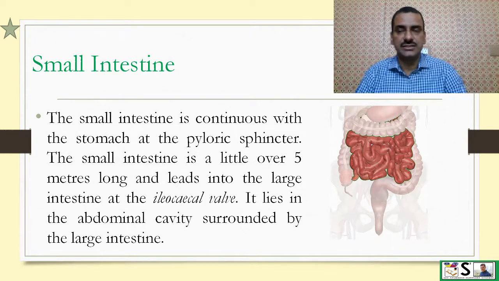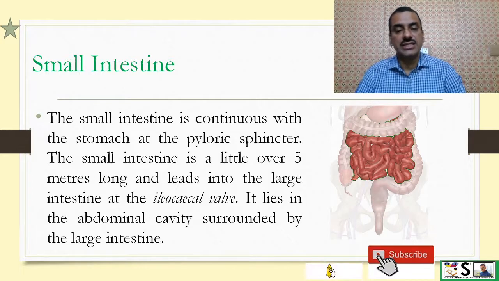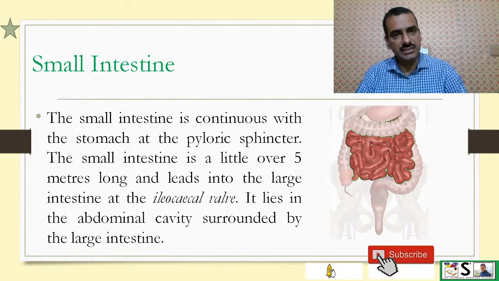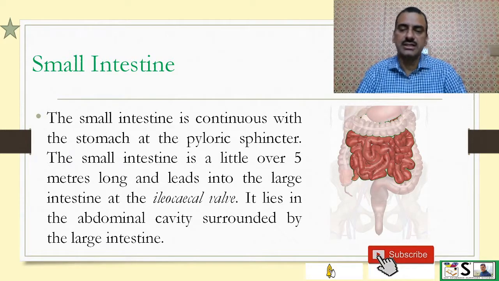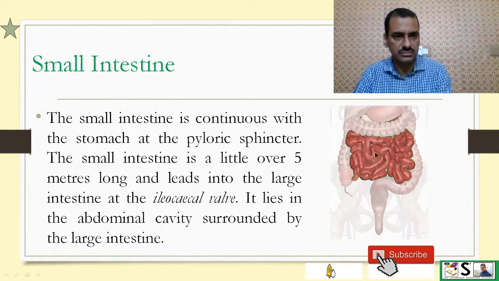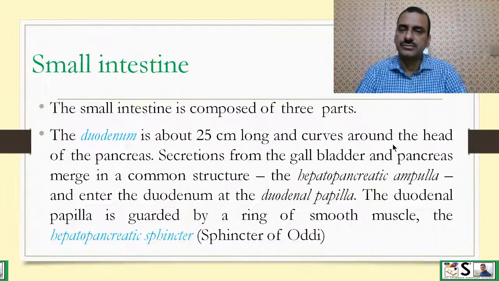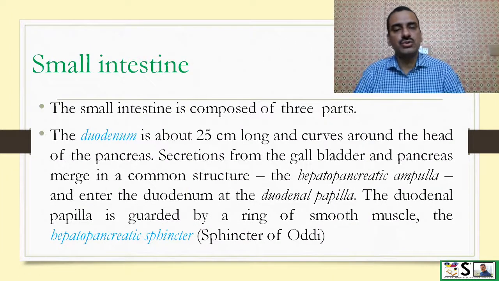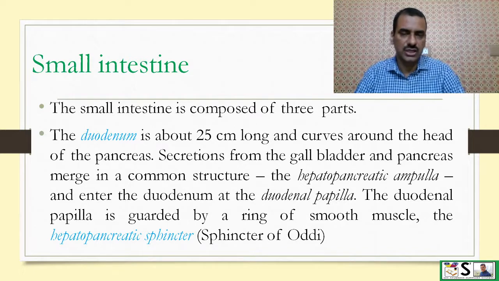The small intestine is continuous with the stomach at pyloric sphincter. The small intestine is approximately 5 meters long and leads to large intestine at ileocecal valve. It lies in the abdominal cavity and surrounded by large intestine. Here you can see this is the small intestine and this is large intestine which surrounds the small intestine. Small intestine is composed of three different parts: duodenum, jejunum and ileum.